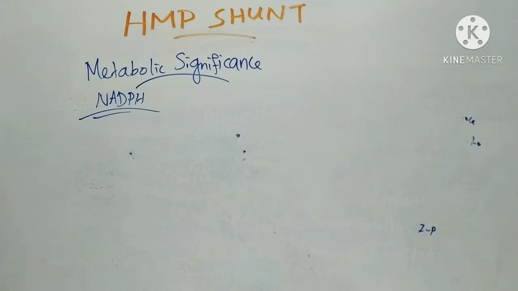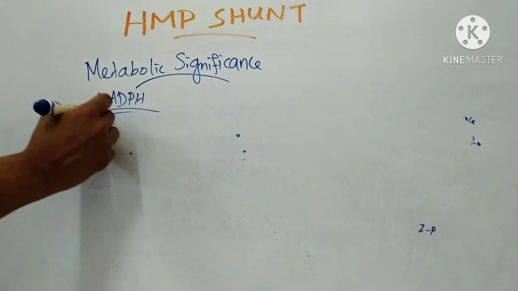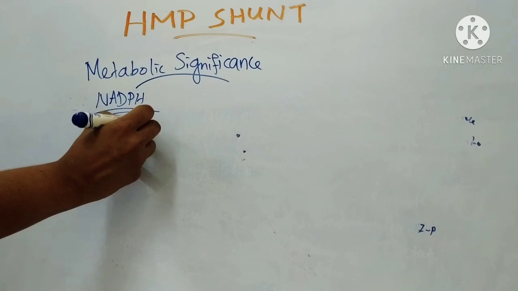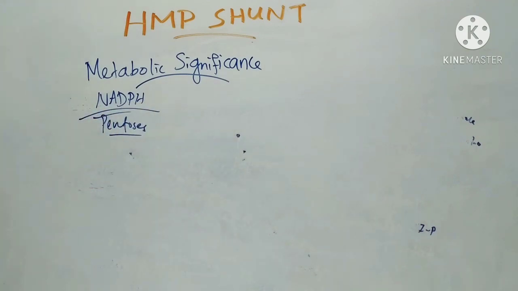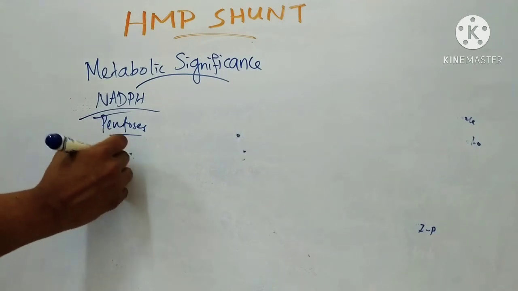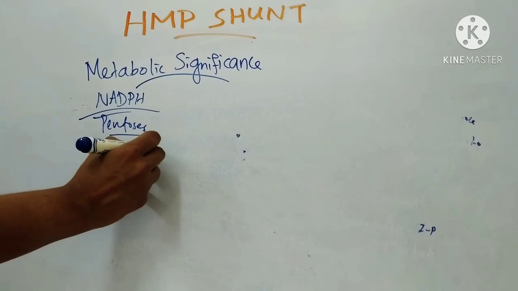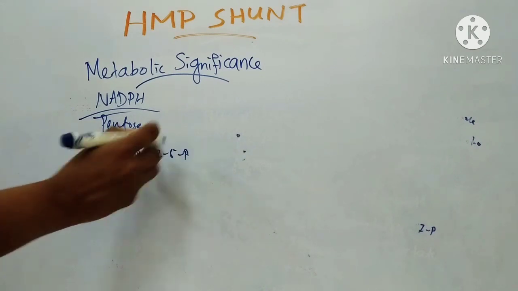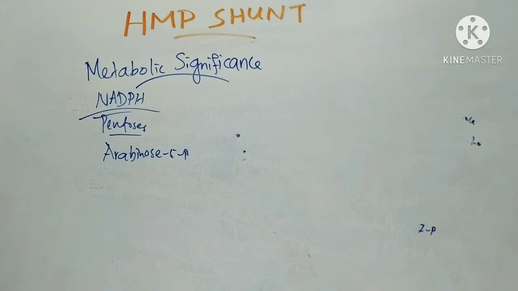The second significance is the supply of pentoses. Pentoses means ribose 5-phosphate, D-ribose. These are used for nucleic acid synthesis. Then arabinose 5-phosphate is formed, and this is used for incorporating arabinose in glycoproteins.